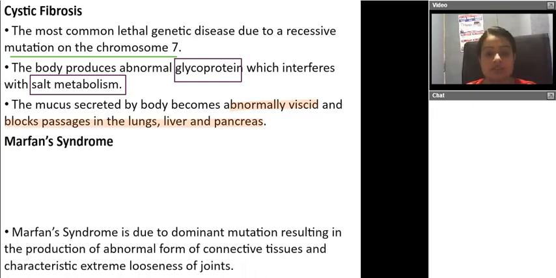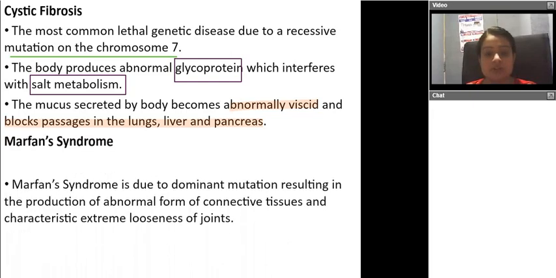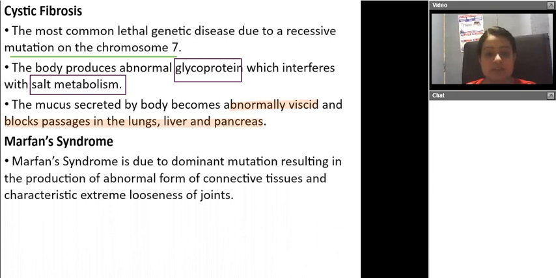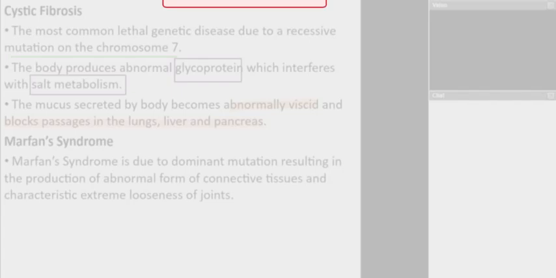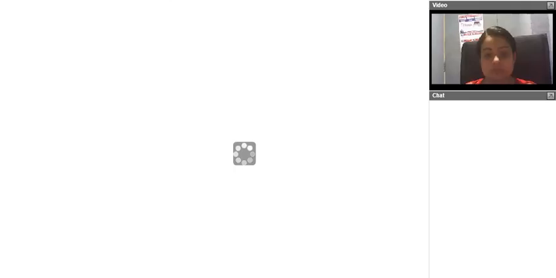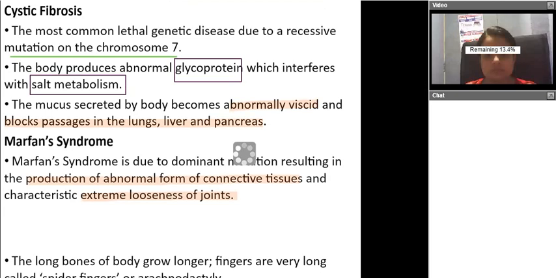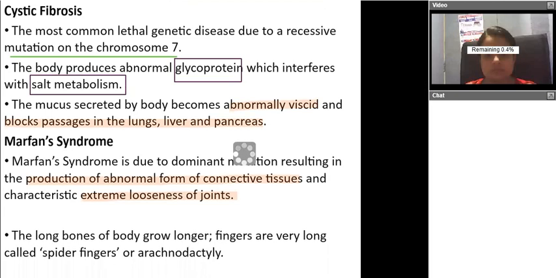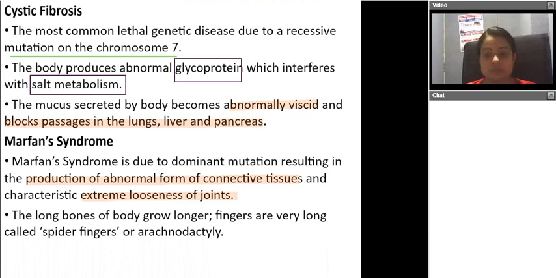Next is Marfan syndrome, which is due to a dominant mutation resulting in the production of an abnormal form of protein. The long bones of the body grow longer in this disease, and the fingers are known as spider fingers or arachnodactyly because of their increased length.